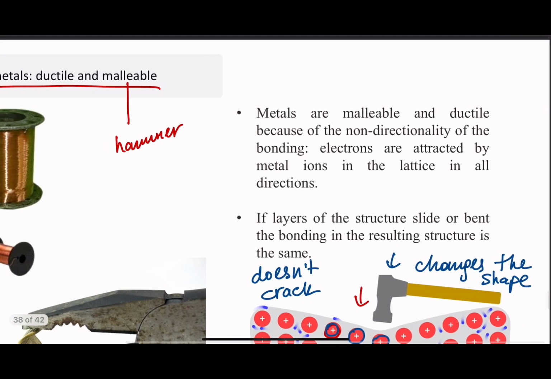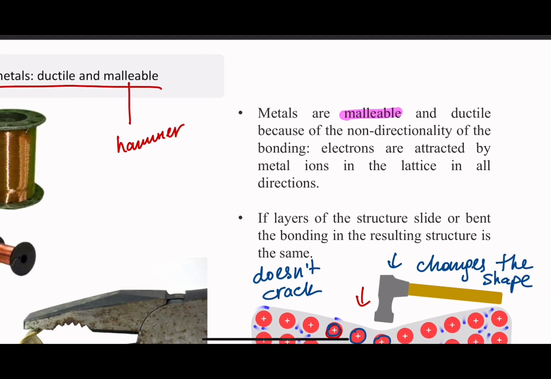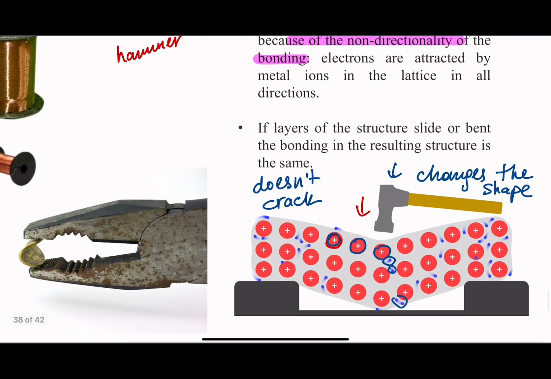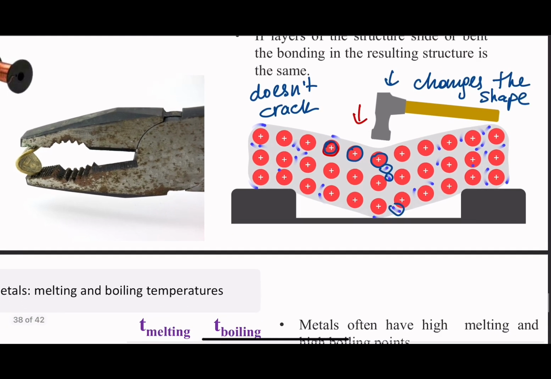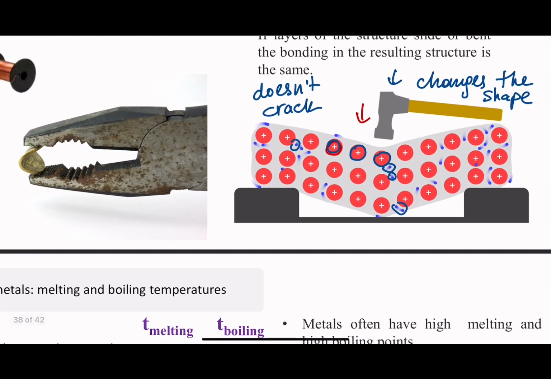Now let's read why. Metals are malleable and ductile because of the non-directionality of the bonding. I told you that electrons are attracted by metal ions in the lattice in all directions. So you see all the ions, they're moving everywhere, right? When you hit it with the hammer, you can change the shape. But because electrons are not going in one direction, it's not going to crack. Everything is going to be in one place.